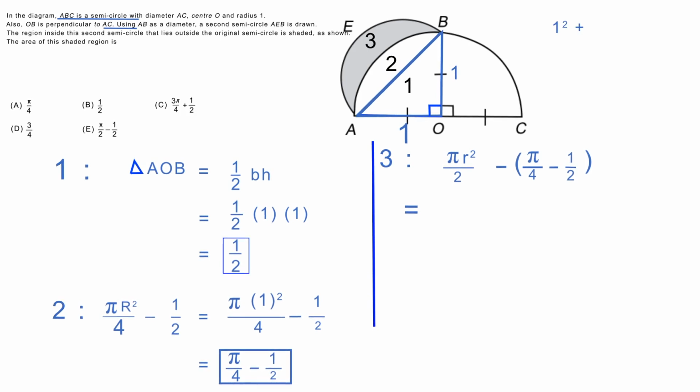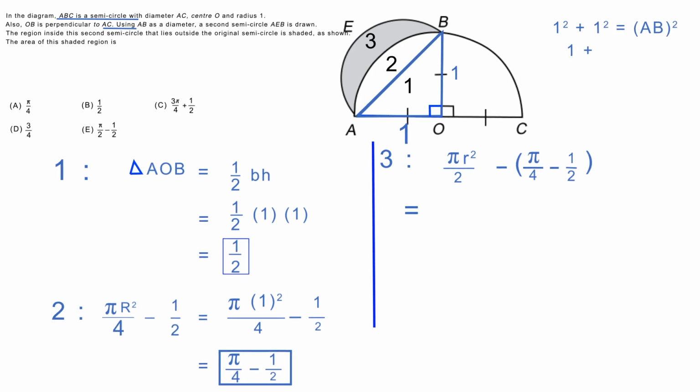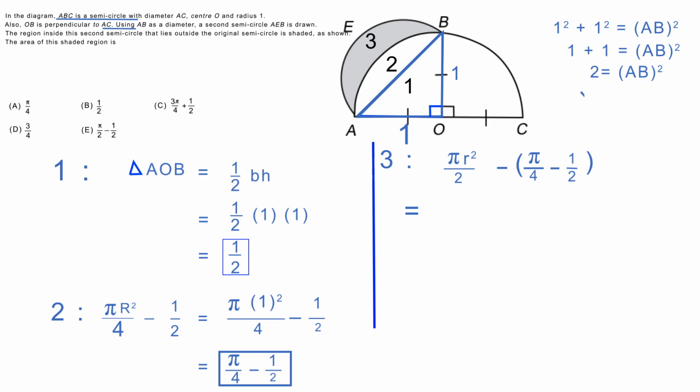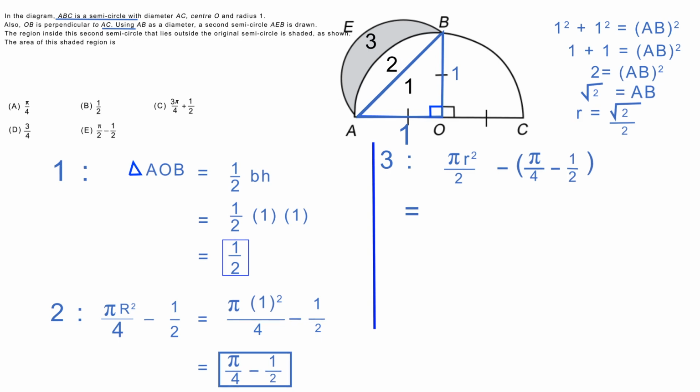So we have 1 squared plus 1 squared is equal to AB squared. And therefore we have 1 plus 1 is equal to AB squared. And therefore that's 2 is equal to AB squared. And therefore AB is equal to square root of 2. AB represents, of course, the diameter of this semicircle. Now we don't want the diameter, we want the radius. No problem, radius is just the diameter divided by 2.